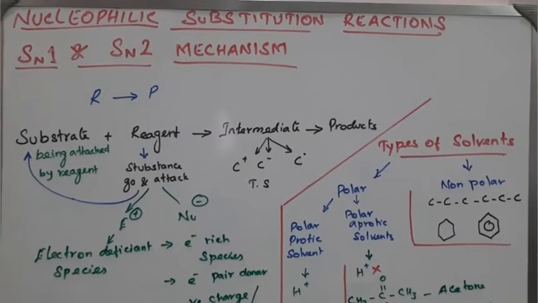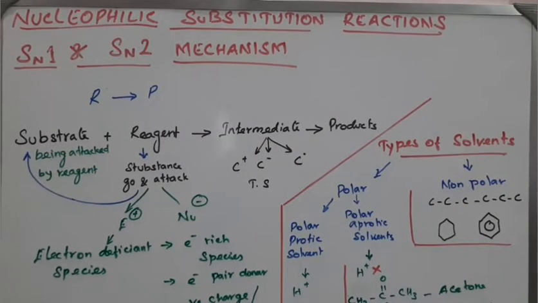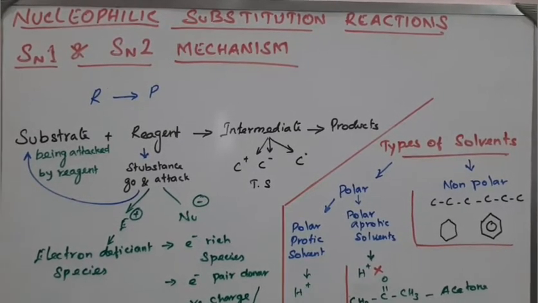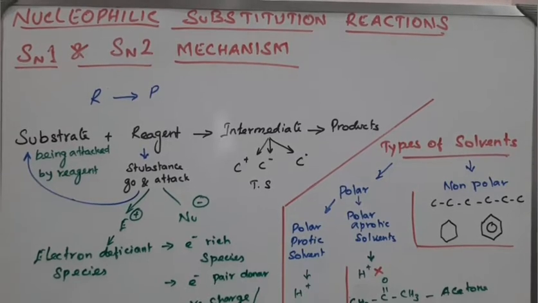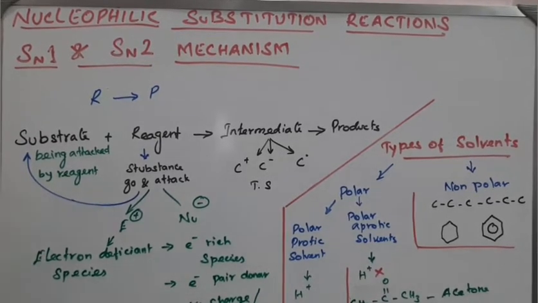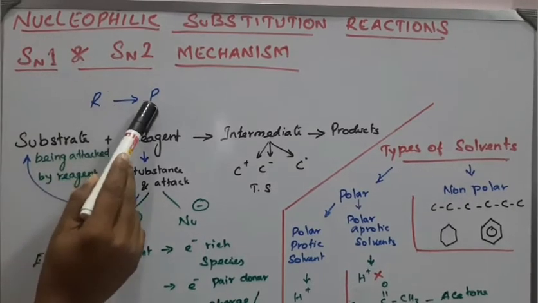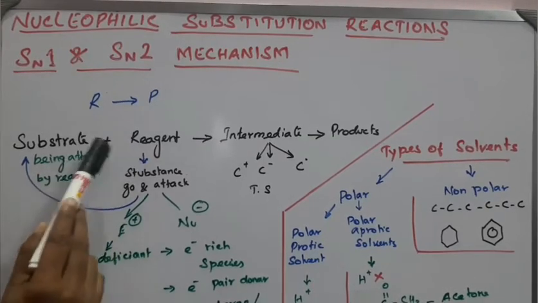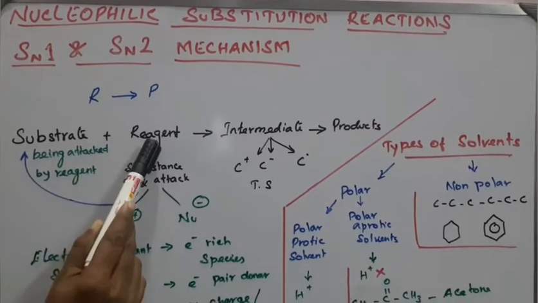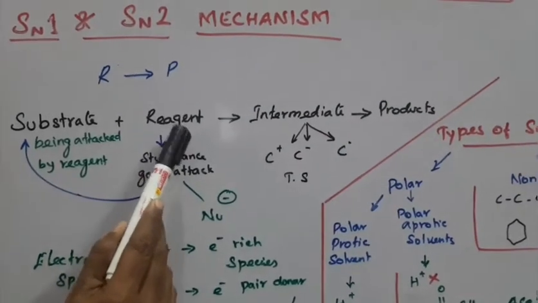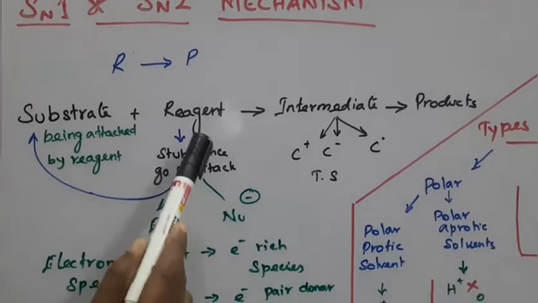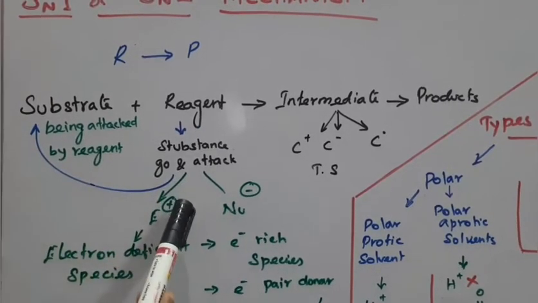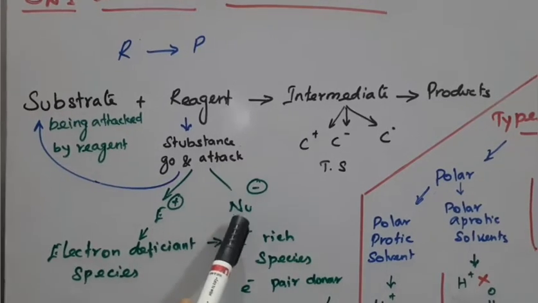Today's session we are going to see nucleophilic substitution reactions for SN1 and SN2 mechanisms. Before that, we will study a small concept. Every reaction has reactants that react to give products. The reactant contains two main things: substrate plus reagent. So what is a reagent? A reagent is the substance that goes and attacks. The reagent may be an electrophile or a nucleophile.